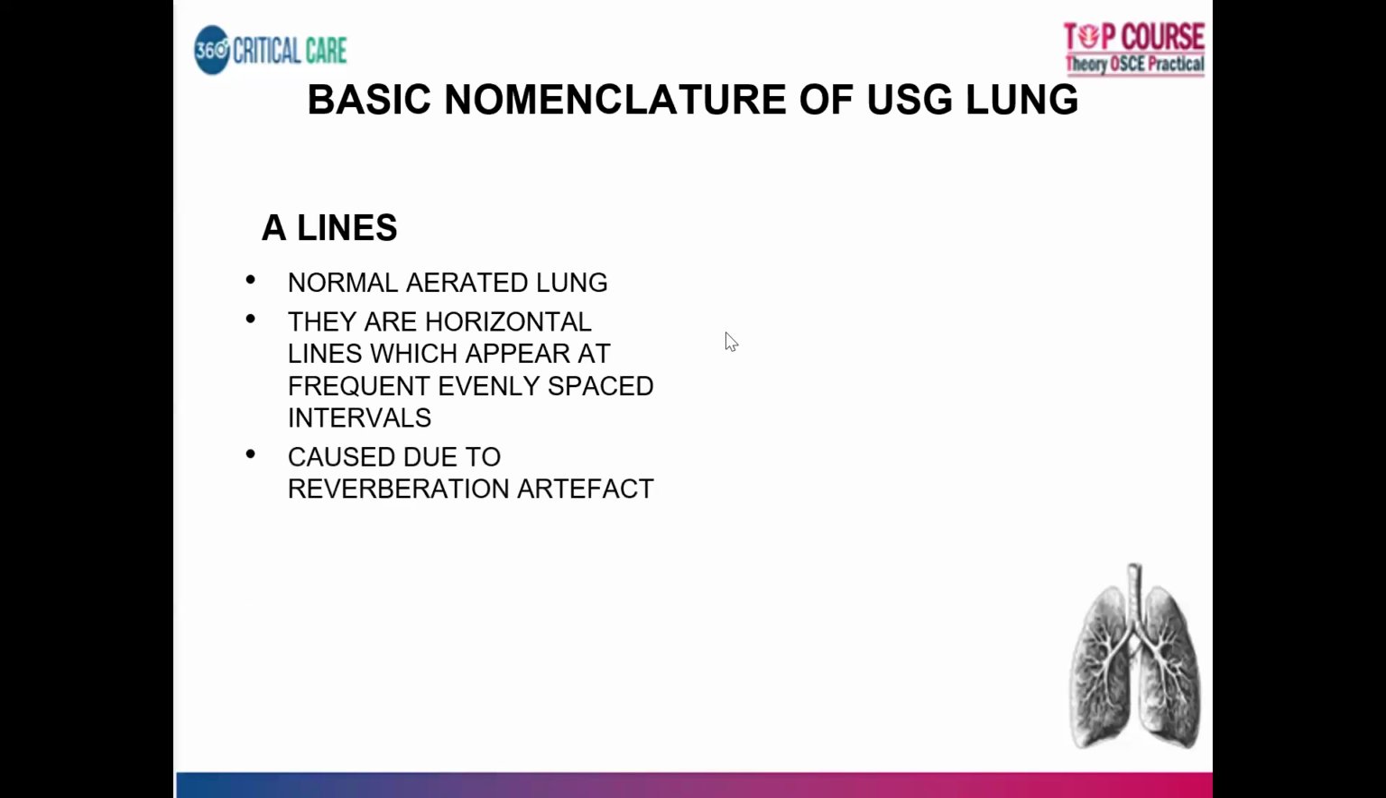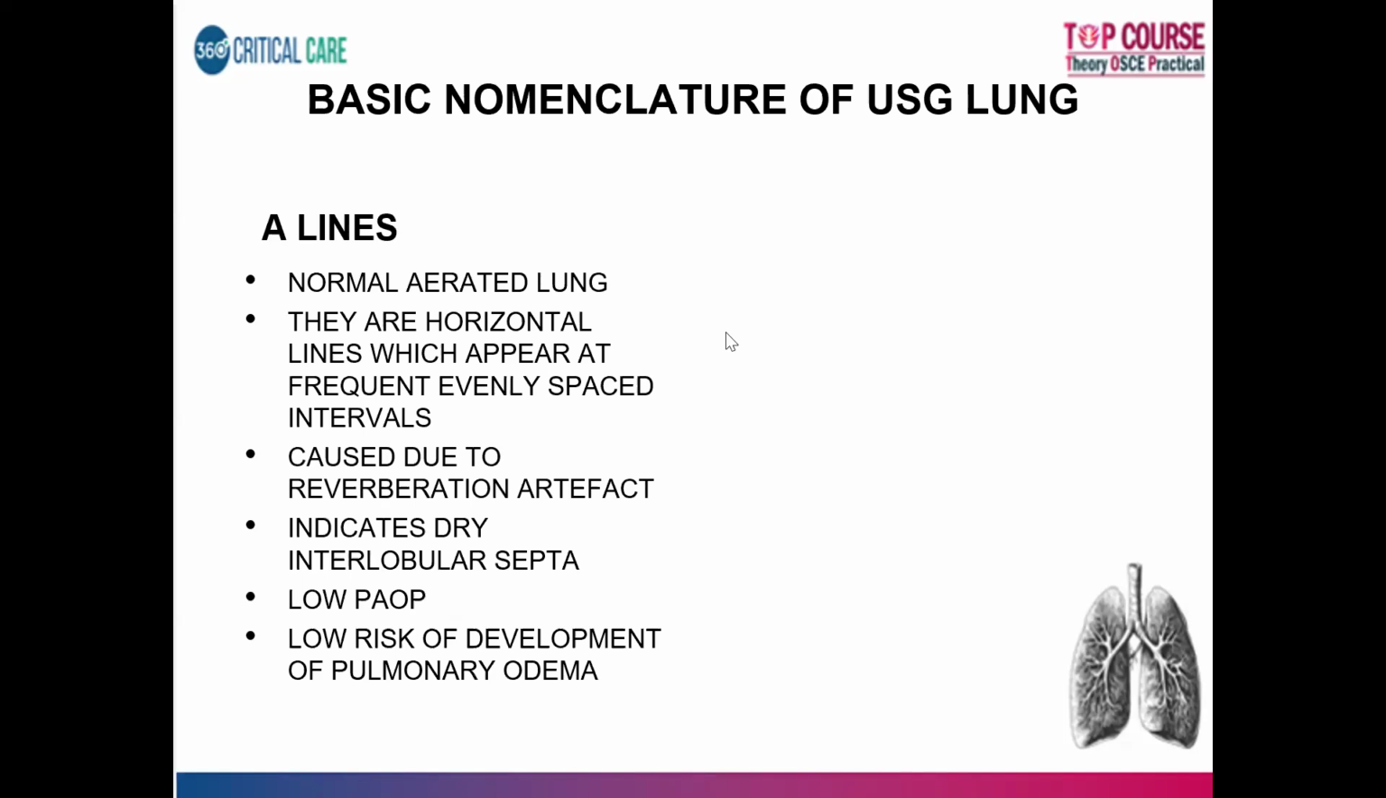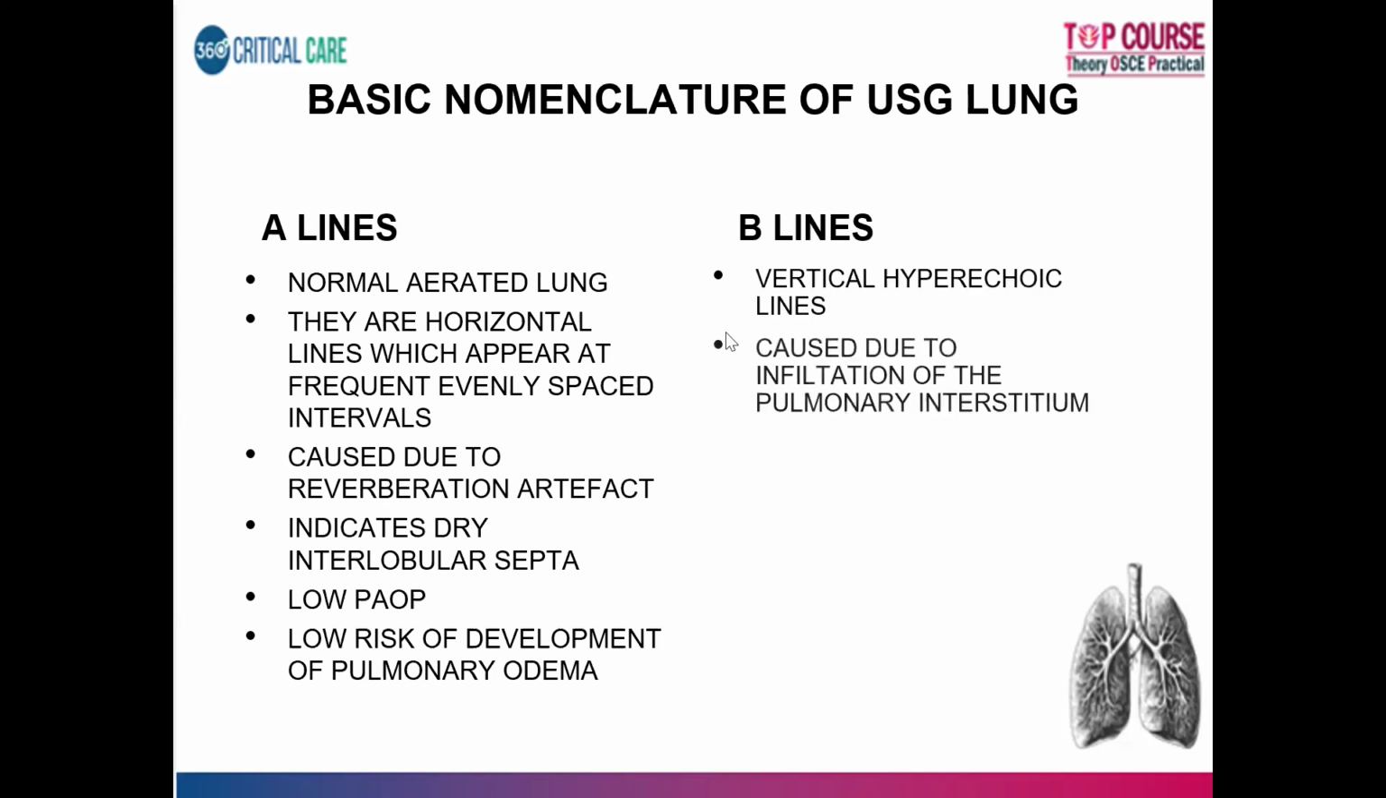They are caused due to a reverberation artifact of the ultrasound. It usually indicates dry interlobular septa. What I mean by dry interlobular septa is the chances of pulmonary arterial occlusion pressure will be low, and the chances of the development of pulmonary edema will be very less. So that's something about A lines. Coming to B lines. B lines are vertical hyperechoic lines. They are caused due to infiltration of the pulmonary interstitium. With A lines we talk about the interlobular septa, but when you're talking about B lines, it is about the pulmonary interstitium.